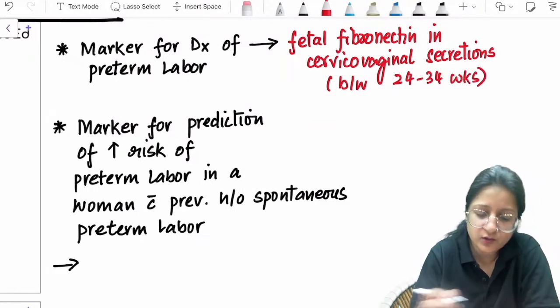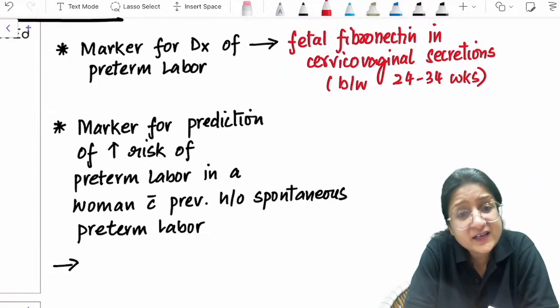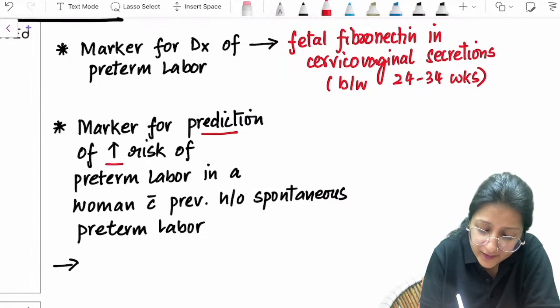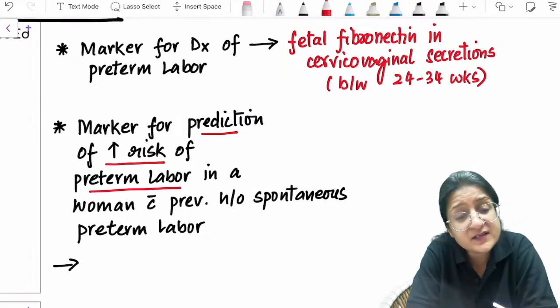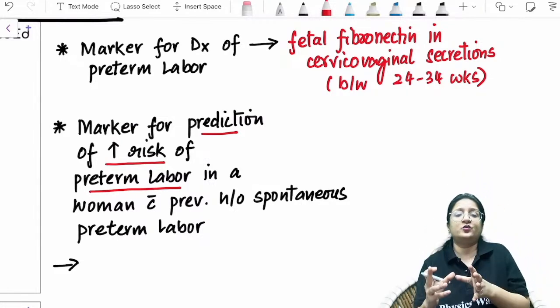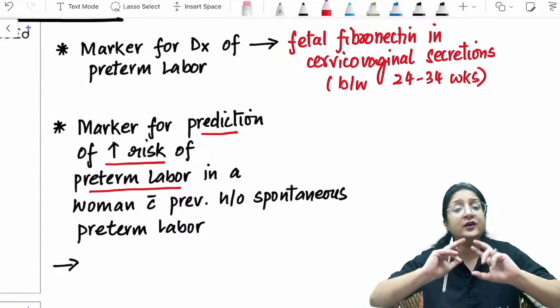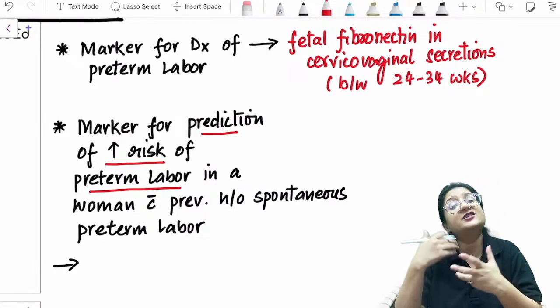Only then it is useful, right? If they ask you what is the marker for prediction, look at the change in language. Prediction of increased risk of preterm labor in a woman with previous history of spontaneous preterm labor. Look at the change in the situation. Question number 1, they are asking marker for diagnosis of preterm labor. Second point, they are asking you prediction.